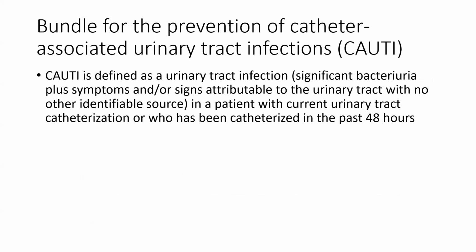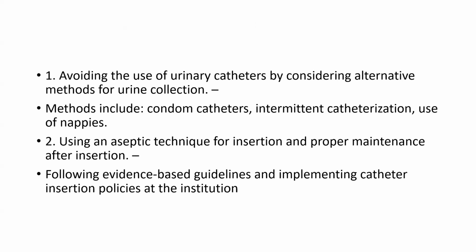Bundle for the prevention of catheter-associated urinary tract infection. CAUTI is defined as urinary tract infection in a patient with current urinary tract catheterization or who has been catheterized in the past 48 hours. Avoid the use of urinary catheters by considering alternative methods of urine collection. Methods include condom catheter, intermittent catheterization, and use of napkins.